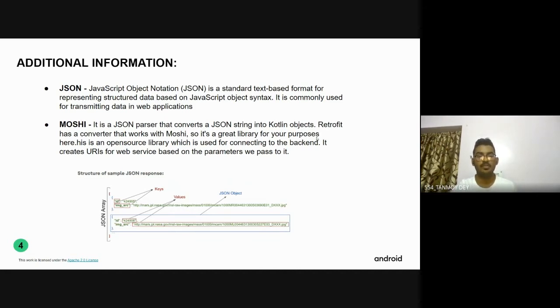And then we have Moshi. It's a JSON parser. When we get a JSON response, we can't directly use it inside our code, right? Because it would be in the form of JSON object syntax. So we need to make sure that we convert it into a Kotlin object. Now, Retrofit does the work of connecting to the backend, but we need a different library which will convert the JSON string into Kotlin objects, and this is where we use Moshi. It's a great library used for converting JSON strings into Kotlin objects, and it works pretty nicely with Retrofit, and it creates the URIs for the web service along with the Retrofit library.